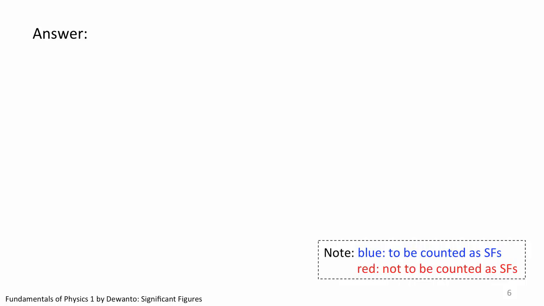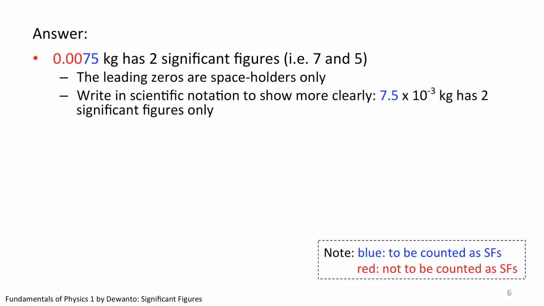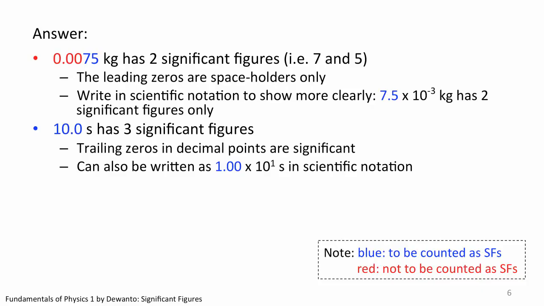Alright, these are the answers. First, 0.0075 kg has two significant figures. The significant figures come from the non-zero digits 7 and 5. The zeros are not counted because they are space-holding zeros. Space-holding zeros are not significant, and this is clear if we write 0.0075 in scientific notation form. That is 7.5 times 10 to the power of negative 3. Next, 10.0 seconds has three significant figures. The significant figures come from the digit 1 and the zeros, which are trailing behind the decimal point.